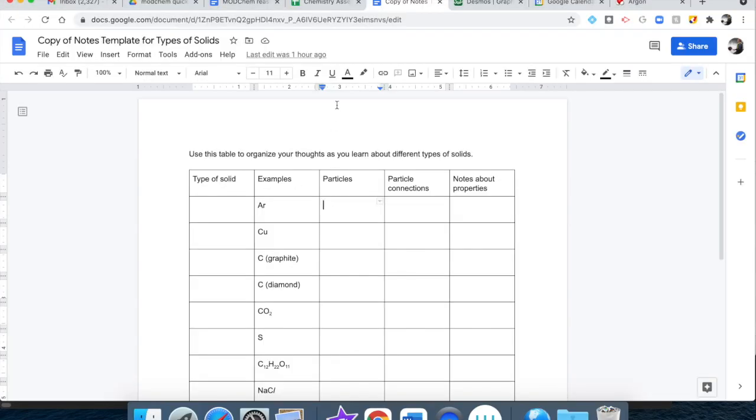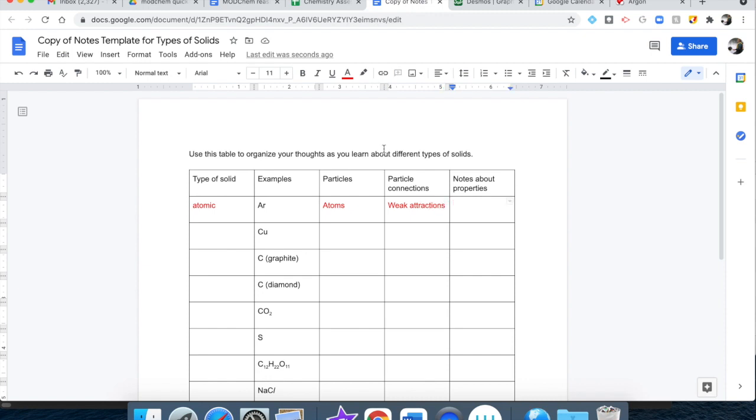So in this note sheet, what we're going to do is fill in the columns here with the information that we're gathering from these models. For argon, the particles that are at the lattice locations, at the intersections of the grid, if you will, are atoms. And when a solid is this type of a solid, then we call that an atomic solid. The connections between particles, well, we have seen, because of the very low melting point and very low boiling point, that these are weak interactions. Let's call them weak attractions.